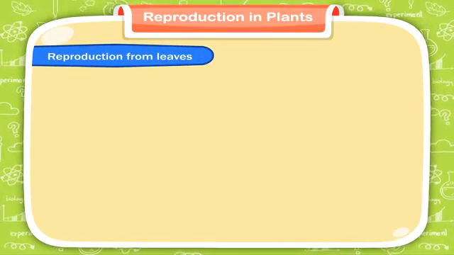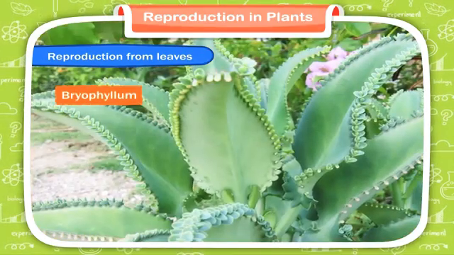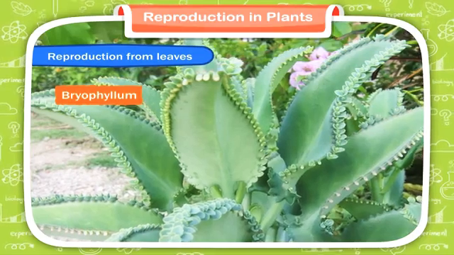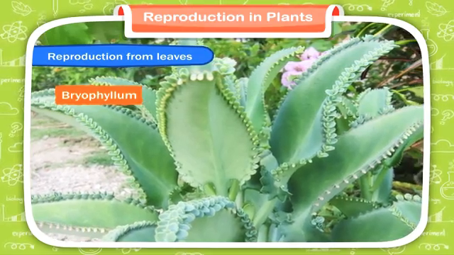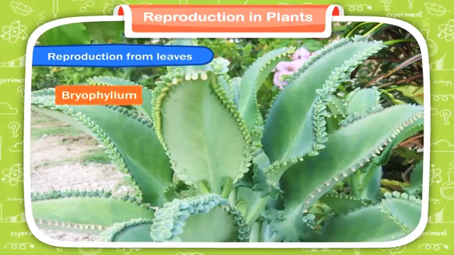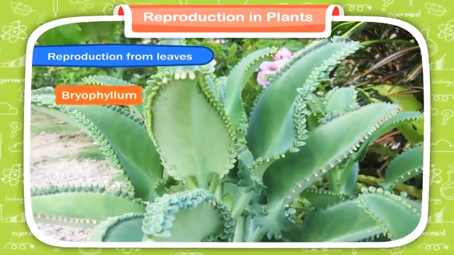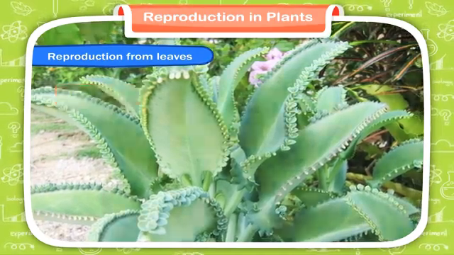Reproduction from leaves. Some plants, like the bryophyllum, have fleshy and thick leaves bearing buds on its edges. These buds on the edges of the leaves grow as new plants. When leaves fall down on the ground, the buds start growing.